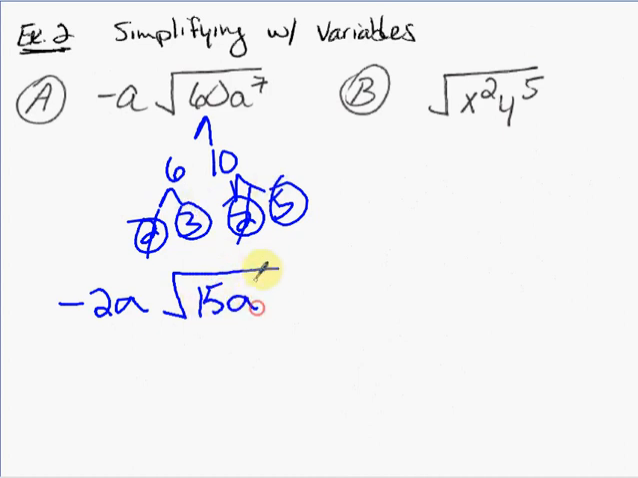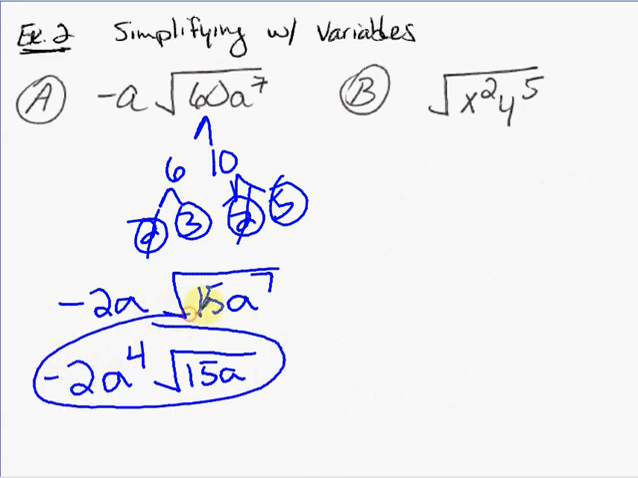A to the 7th. I'm not done because I haven't taken care of those a's yet. So from what I just showed you a minute ago, you know that since the a has an odd exponent, I'm going to leave 1 behind. So it's going to be 15a. If I leave 1 behind, there are 6 left, and I have to divide it in half to get 3. 6 divided by 2 is 3. Plus the one that's already out here is a to the 4th. So I have negative 2a to the 4th times the square root of 15a.